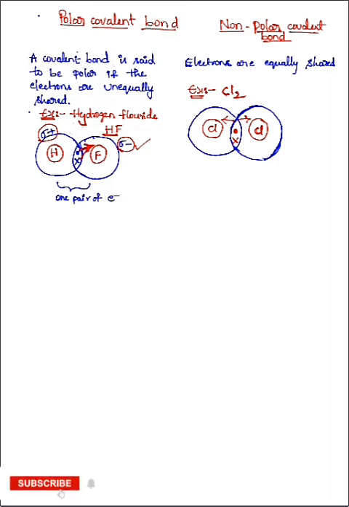As a result, no partially positive charge, no partially negative charge appears on either side of the chlorine atom. There are no partially positive or negative poles in this molecule. So therefore, the bond between these two chlorine atoms is non-polar covalent bond. Because this molecule does not have positive pole and negative pole.